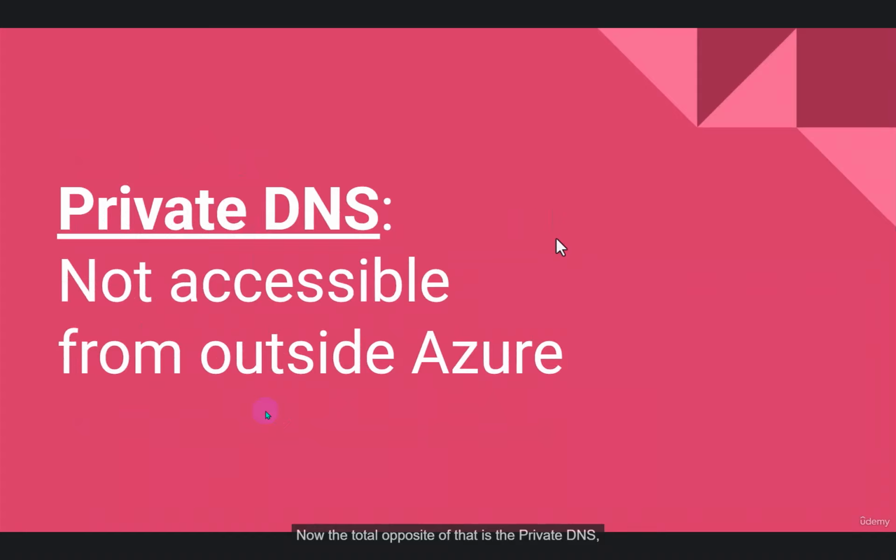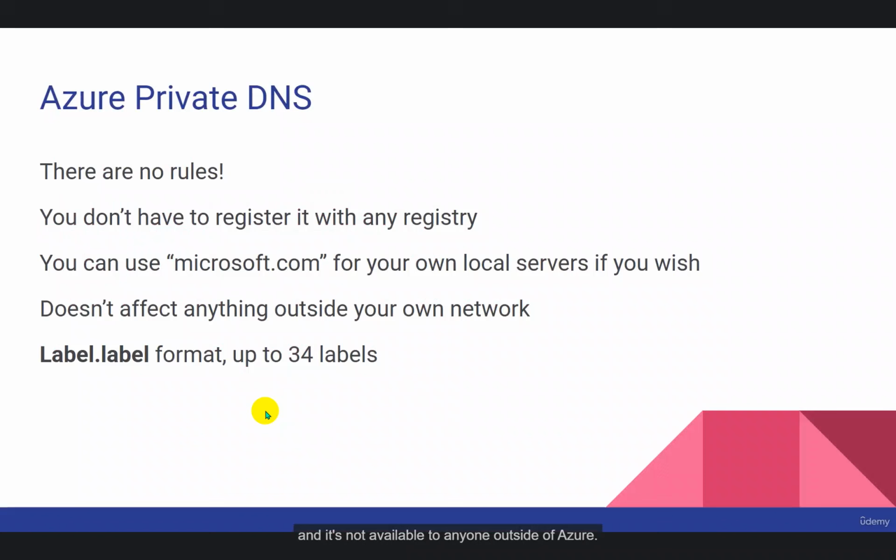Now, the total opposite of that is the private DNS, where you have a virtual network inside of Azure, and you want to resolve things to various domain names, but it's not publicly accessible. And so that's the key to know about that, is you have servers within your own environment that may have their own names for things, and it's not available to anyone outside of Azure. Now, I like to say there are no rules. There are rules, but there are basically no rules.